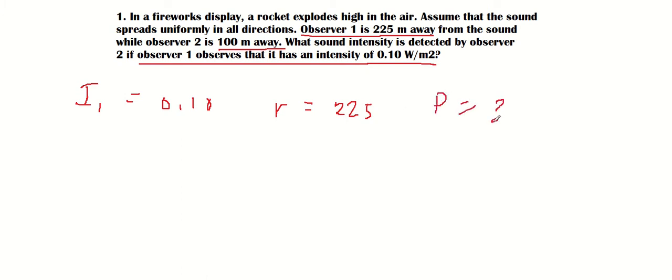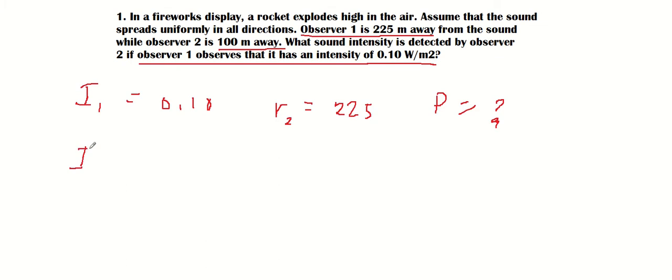Kapag nahanap natin yung power, pwede na tayo mag-solve for the sound intensity ng observer 2. Ayan. So, kasi yung power, same lang naman yan. Hindi siya nag-vary based sa distance mo. Unlike yung sound intensity, it depends sa location mo. It depends kung gaano kakalayo dun sa sound source. So, ngayon, yung power, nagre-remain lang siya. So, ngayon, solve natin muna yung power.